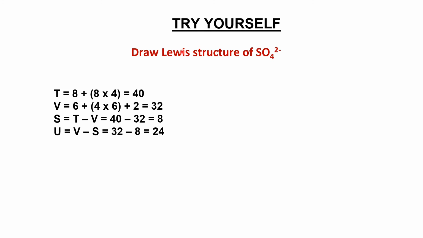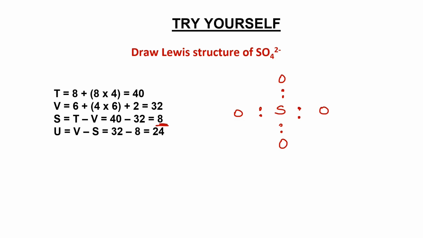So how will we draw the Lewis structure for sulfate ion? We will keep the less electronegative atom at the center. So sulfur is less electronegative than oxygen. So sulfur, then oxygen, oxygen, oxygen, and one more oxygen. We can see here that the shared electrons is 8. So we will do like this. So 8 shared electrons are already here.